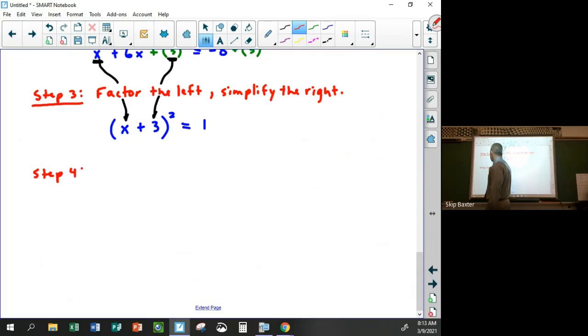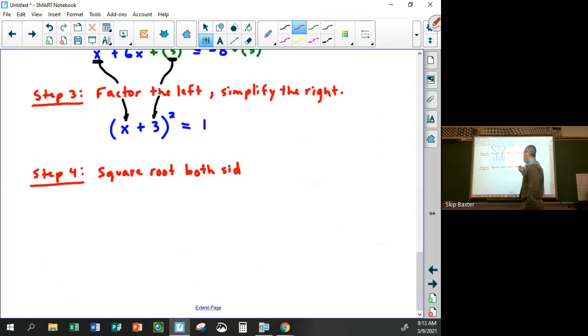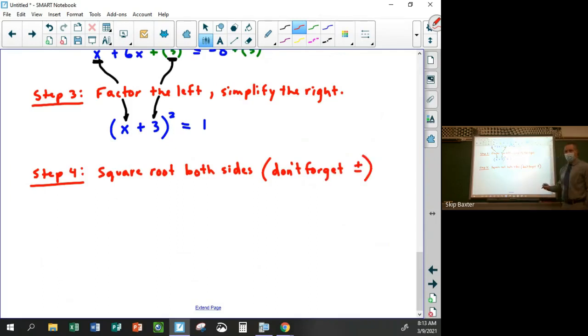Step 4 is to square root both sides. And don't forget plus or a minus. When I square root both sides here, the square goes away, so I get x plus 3, but on the right I get plus or minus 1. When I square root 1, I get plus or minus 1.